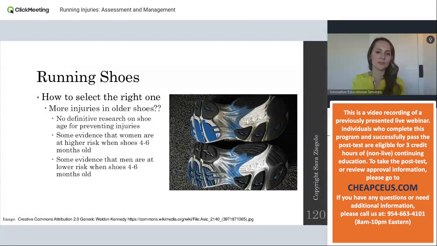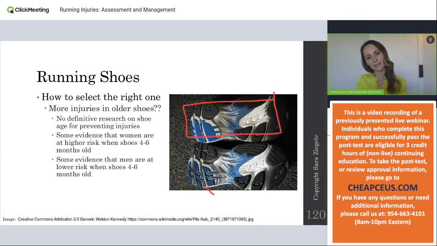What about the age of shoes? These are two of essentially the same shoe, one that's fairly worn out, one that's fairly fresh. Is there a difference in how much you're likely to get injured if your shoes are older? The research at this point doesn't really have an age of shoes that's the threshold for becoming a problem. They've looked at the 4 to 6 month old category and saw that some men were actually at a decreased risk of having an injury when they were wearing shoes of that age, where some women had an increased risk. So there's really not a great consensus for age of shoes.